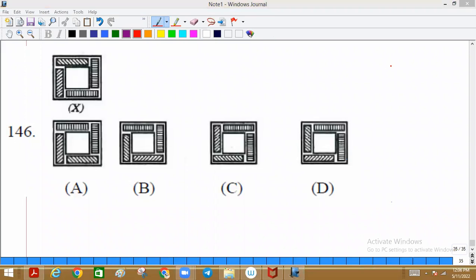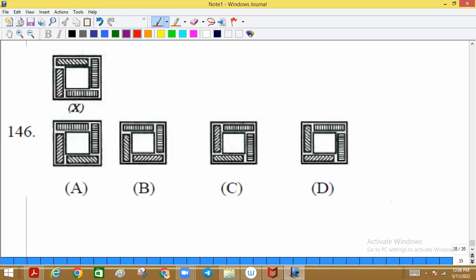C only, yeah. Okay. Option C, E, D. Okay, let's see. It's a mirror image, a water image. So bottom, top, top, bottom.